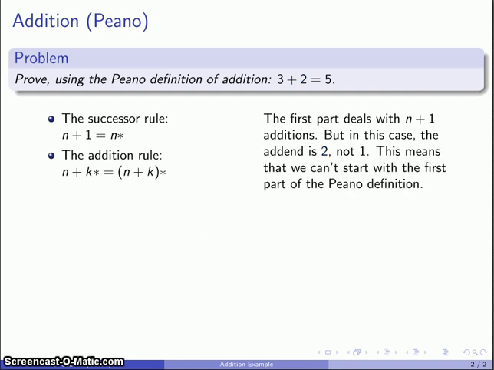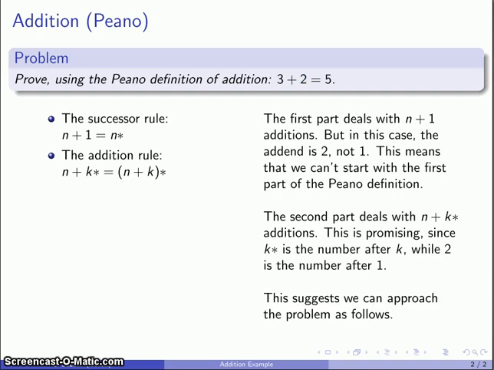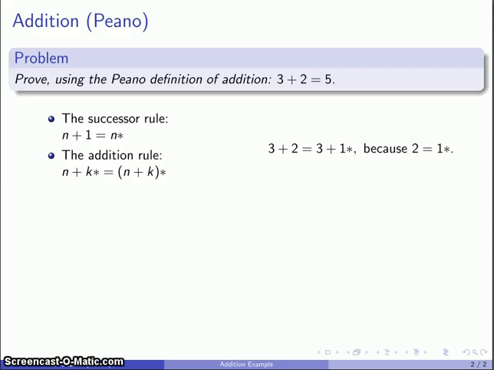On the other hand, if we take a look at that second line, n plus k star, that does look promising because remember, k star is the number after k, and we do know that 2 is the number after 1. So it seems like we can start with this second part of the Peano definition of addition. So let's go ahead and try to organize it that way. We know that 3 plus 2, well, I can write that as 3 plus 1 star, the successor of 1, because I know 2 is the number after 1.